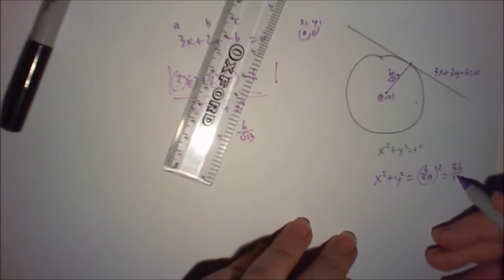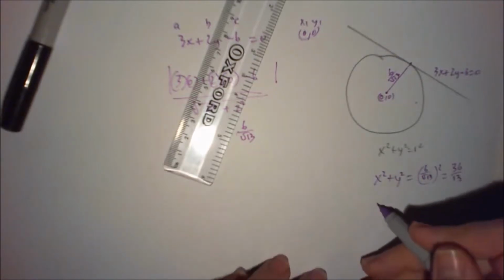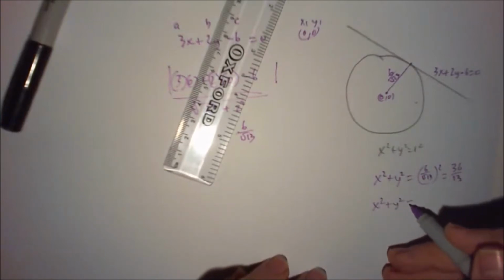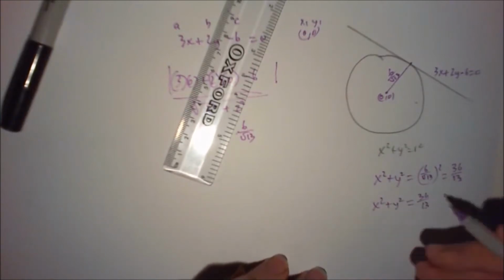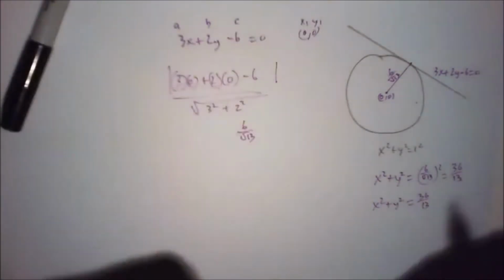Okay, that's what it is. So it's x squared plus y squared is equal to 36 over 13. Okay, so that's it. So there's your perpendicular one. And then you could work backwards if you were asked that.